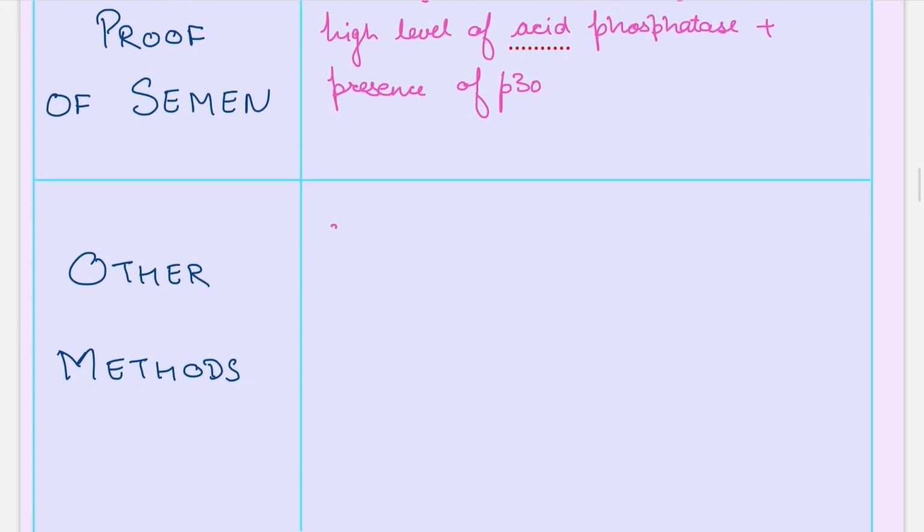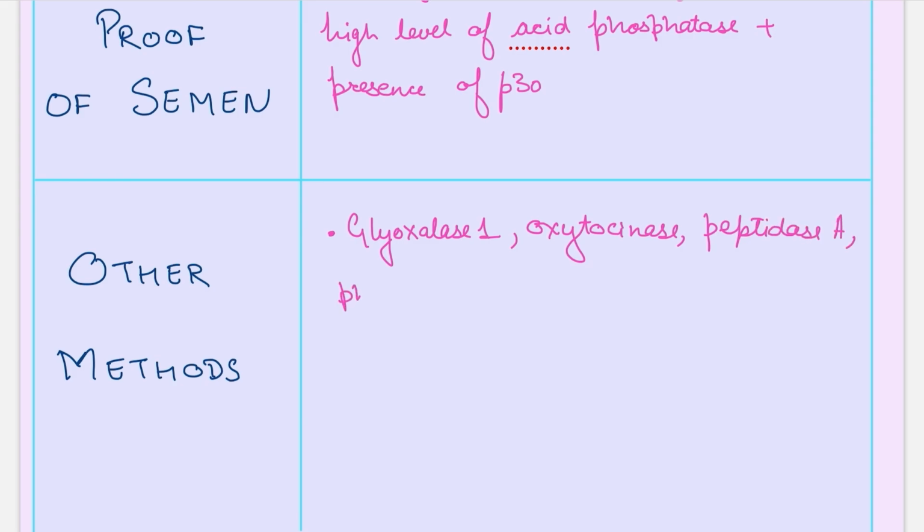And at last, let's talk about the other methods: glycosylase 1, oxytocinase peptidase A, phosphoglucomutase, seminogelin, sperm-specific LDH, and single photon fluorometry.